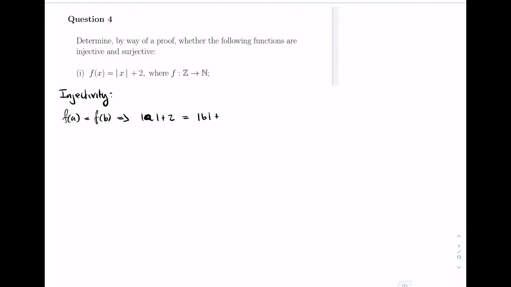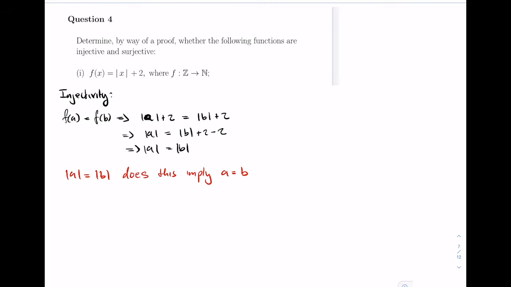F of a equals f of b implies that the modulus of a plus 2 is equal to the modulus of b plus 2, which implies that the modulus of a is equal to the modulus of b plus 2 minus 2, which implies that the modulus of a is equal to the modulus of b. Now, a quick question to ask at this point is, modulus of a equals modulus of b. Does this imply a is equal to b? Because if it does, then the proof is over. We know that the function is injective.